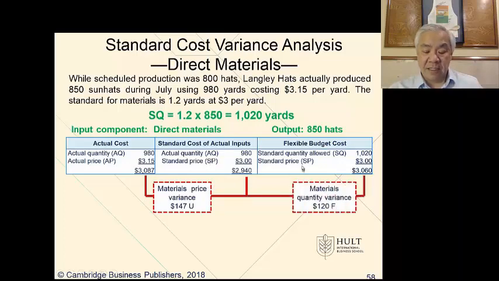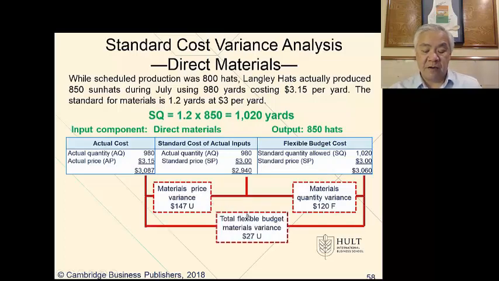The next variance looks at the quantity. What's the quantity variance? Here we get credit, if you will, for using less material. We're budgeted at 1,020. We actually used 980, and here we lock the price at $3 since we're only evaluating our usage. So we had a positive variance of 120 in terms of the quantity. So we used less quantity, but it costs us more per yard. So the overall variance is $27 unfavorable. Even though we saved money on materials, each yard costs us more than we budgeted. So on balance, we're off by $27.